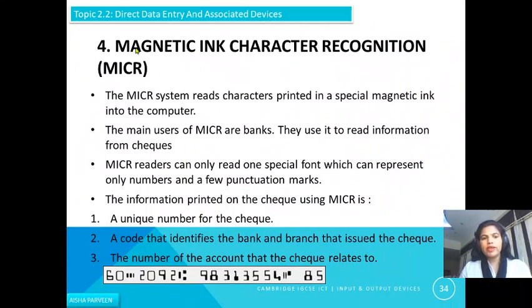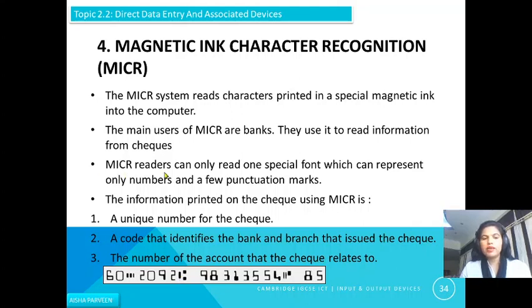Next direct entry device is magnetic ink character recognition, MICR. The MICR system reads characters printed in a special magnetic ink into the computer. The main users of MICR are banks. They use it to read the information from cheques. Mostly the cheque holds the data just like this. Look at this picture, the data at the bottom of the cheque. That is written with the help of magnetized ink.